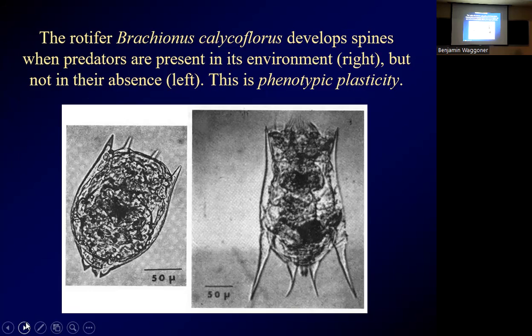All right, so there's not a gene for spines in Brachionus. There are genes that can be activated to grow spines or not activated to not grow spines based on signals from the environment that Brachionus is in. That's phenotypic plasticity.